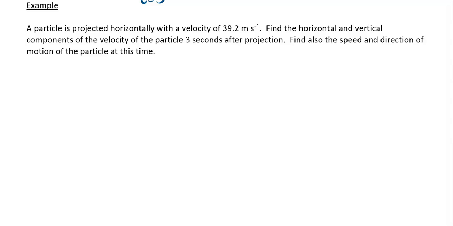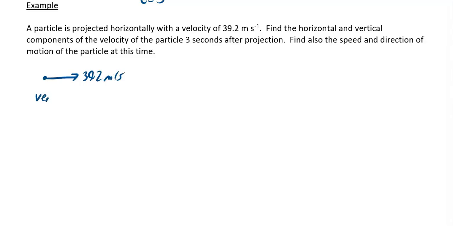Okay, the next example says a particle is projected horizontally with a velocity of 39.2 meters per second. Find the horizontal and vertical components of the velocity of the particle 3 seconds after projection. Find also the speed and direction of the motion of the particle at this time. Okay, this is probably an easier example really. We start off with it's projected horizontally with a speed of 39.2 meters per second.